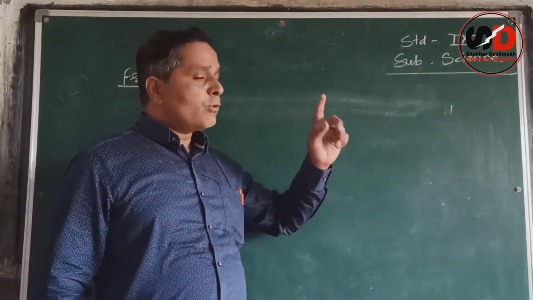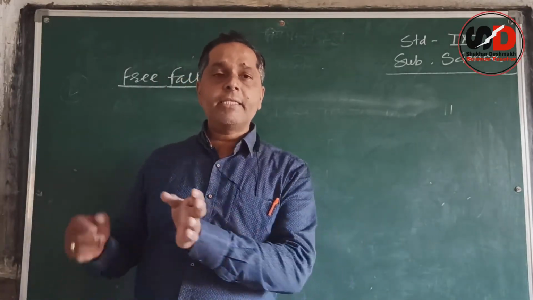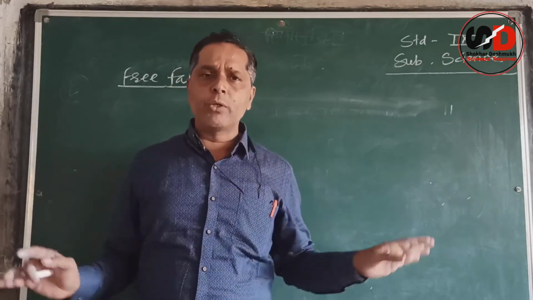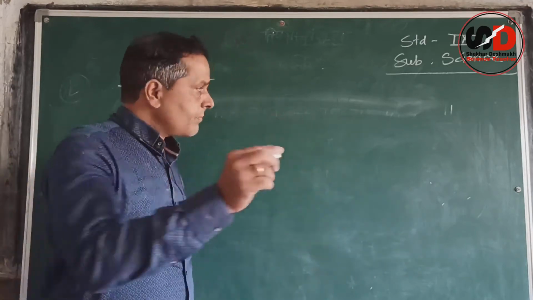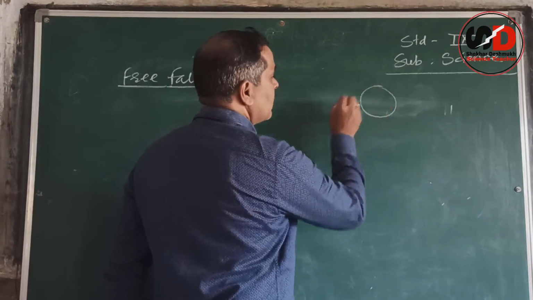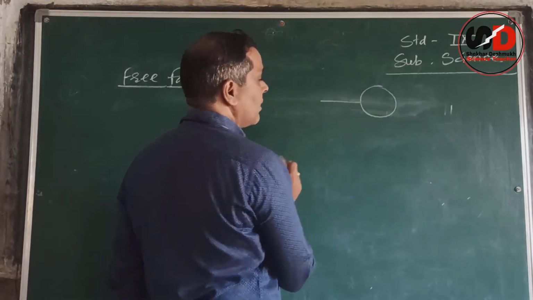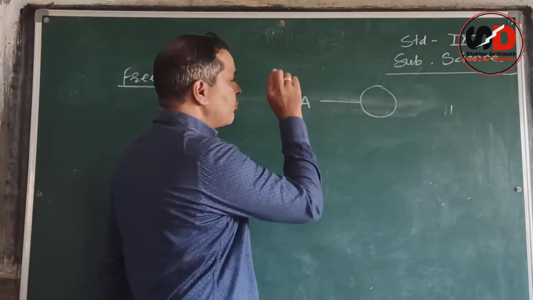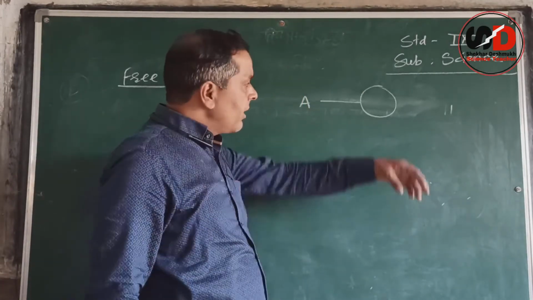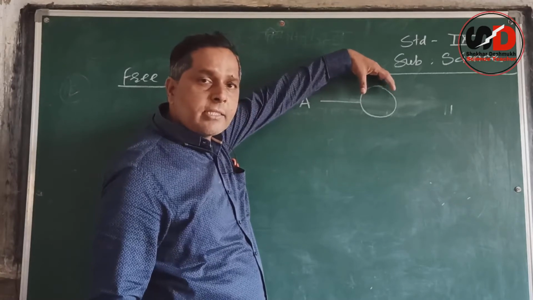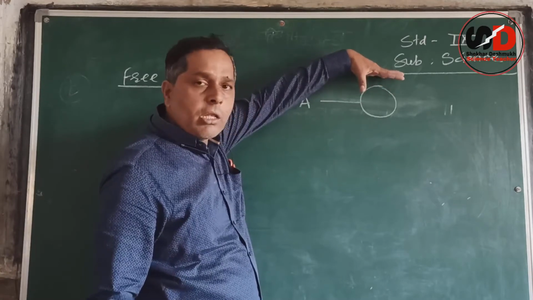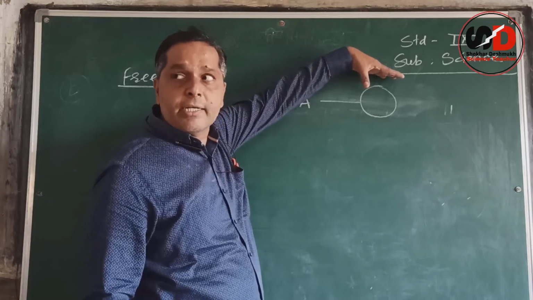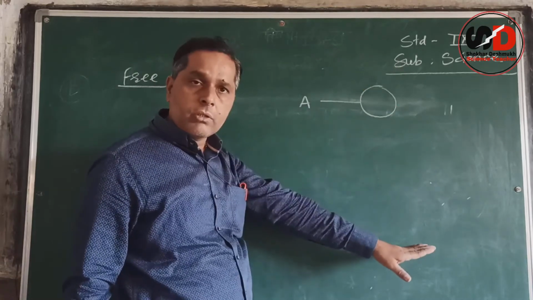So, by using the example of free fall, we can easily see the law of conservation of energy, that we can easily prove it. Let us see. Suppose this is an object. Suppose it is a ball. It is at position A. I am holding this ball like this. If I release this ball, what happens? It is under the free fall condition. That means it falls down.